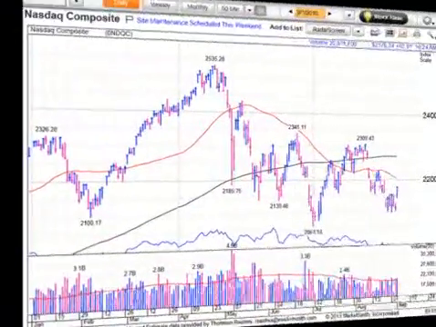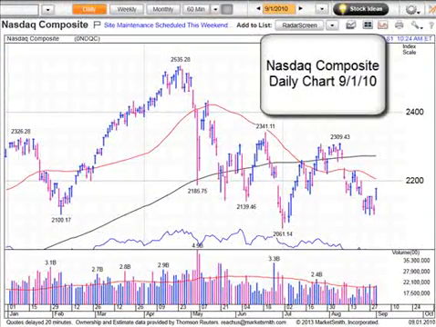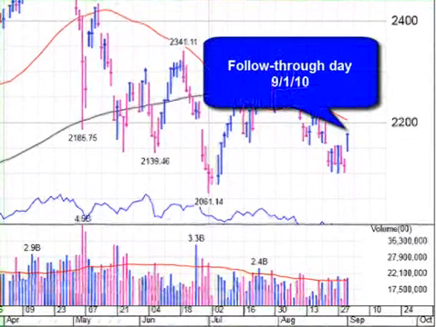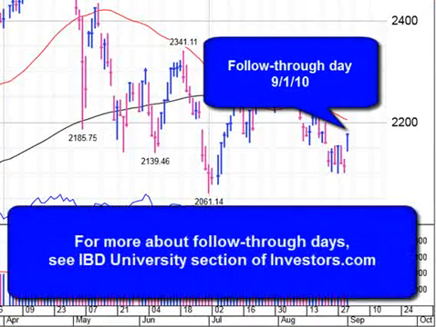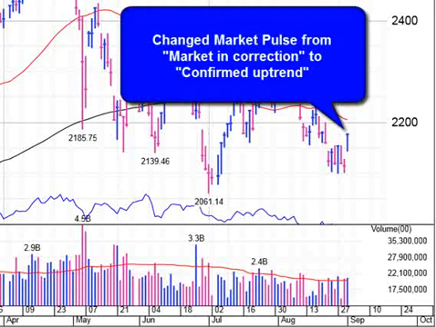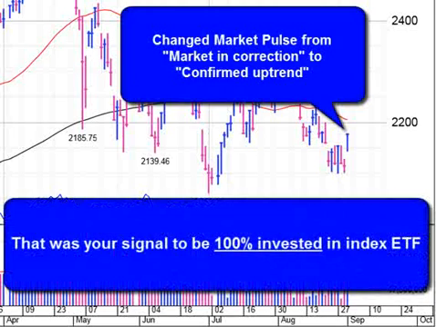Let's do a quick simulation to see how to apply the basic ETF market strategy in the real world. Here's a daily chart for the NASDAQ from September 1st, 2010. On that day, we had what we call a follow-through day, which signals the start of a new uptrend. For more on how follow-through days work, see the IBD University section of investors.com. That changed the market pulse from market in correction to confirmed uptrend. That was your signal to buy an index ETF. For this simulation, we'll use the Qs.